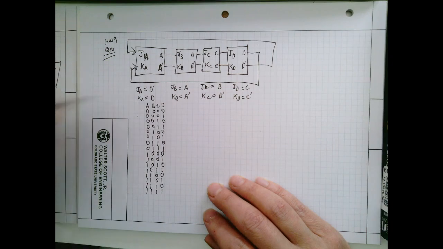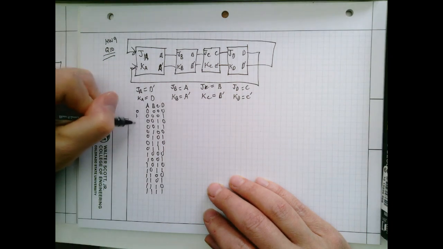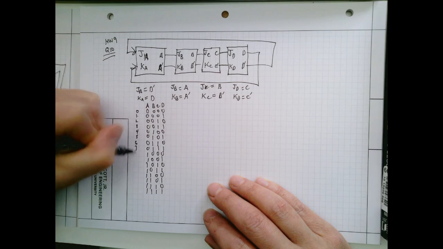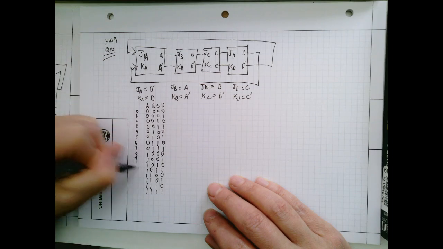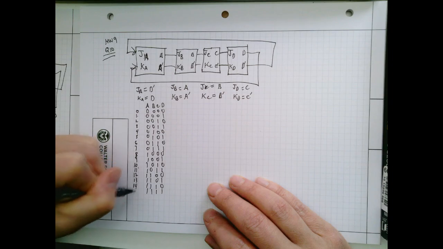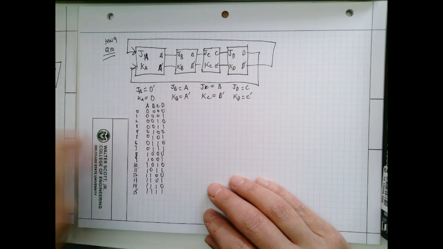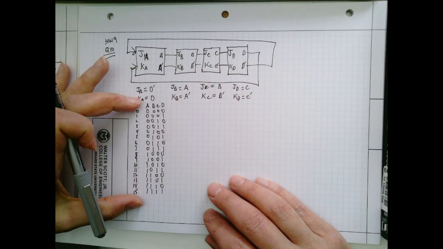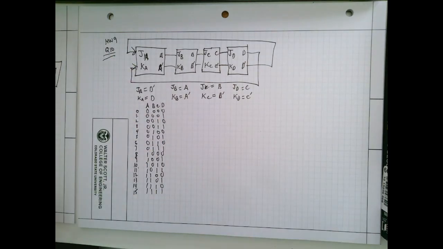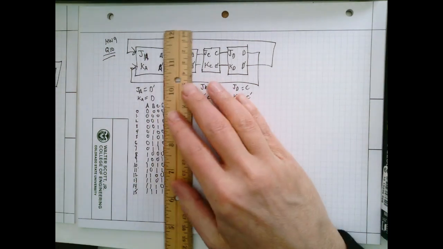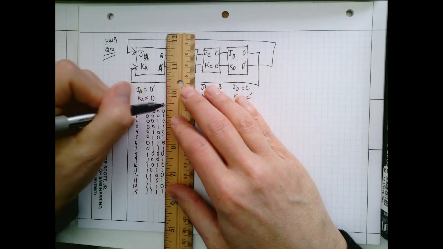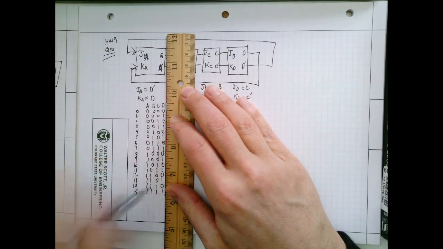Hope I didn't make any mistakes. Let's number it. And now for each one of the present state vectors, I should be able to, let's get a ruler in here just to make it nice. Oops, sorry. There.